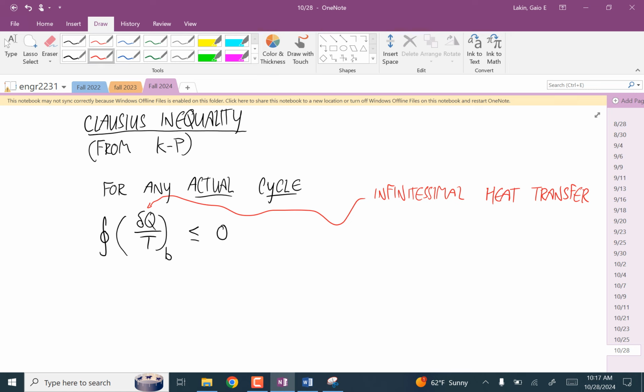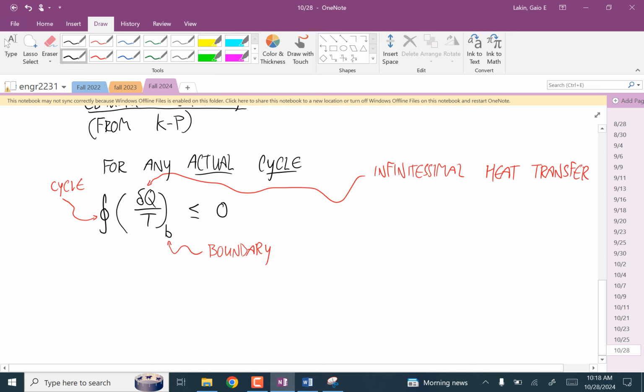What's that subscript? Boundary, yes. And this circle thing is saying it's a cycle, so we're ending up back in the state where we started. And so it's less than 0 if there are any irreversibilities, okay? If the process is reversible, that's when we get this equality with 0.